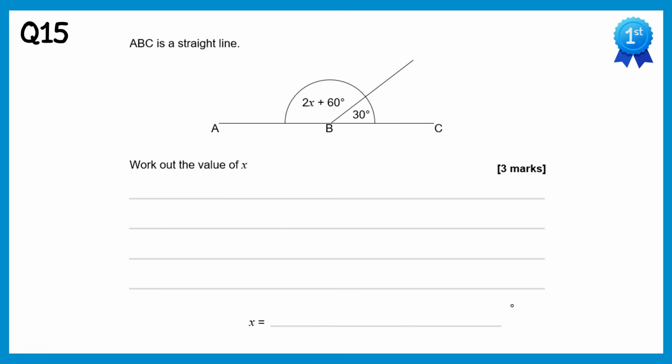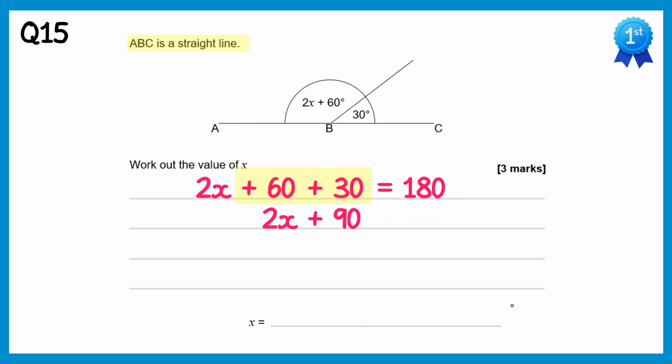For this question we have ABC, which is a straight line. You should know that the angles on a straight line add to make 180 degrees. So let's add up these two angles, so that'll be 2x plus 60, that's the big angle, add the smaller angle, which is 30, and that gives you 180. We can collect like terms here, 60 and 30 makes 90, so it's 2x plus 90 equals 180.